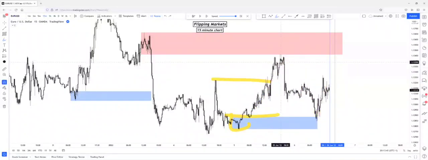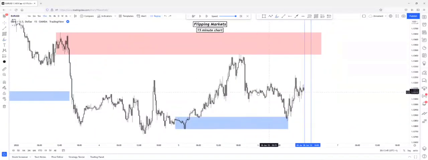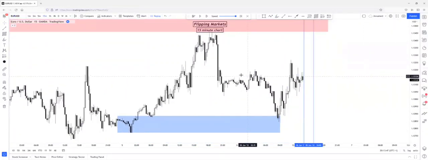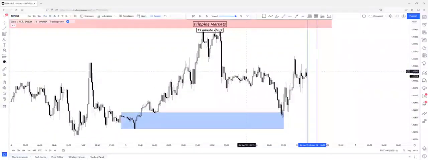Okay, so here's the first question. What do we need after a 4-hour zone tap? What are we waiting for after a 4-hour zone tap? And now please use your microphone if you can. 15-minute CHoCH. Exactly. 15-minute change of character. Exactly, guys.